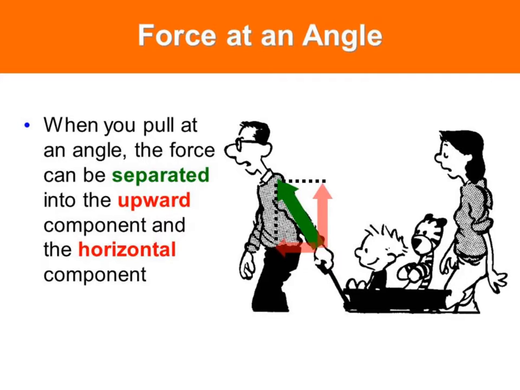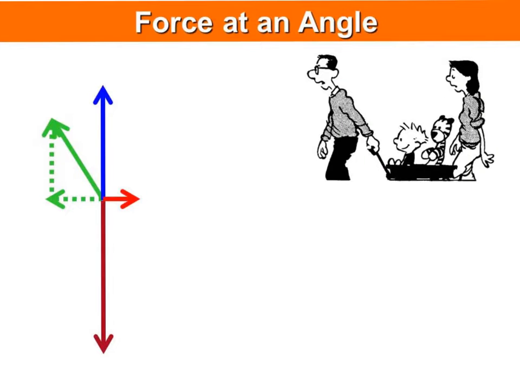When we're pulling on things, like here we have Calvin's dad pulling on Calvin and his Hobbes in a wagon. Calvin's dad is pulling up at an angle, as we can see right over here. Because of this, he's pulling both vertically and horizontally. Let's look at the example of Calvin's dad. We'll assume he is pulling at a force of 100 newtons at an angle of 60 degrees above the horizontal because he has both an x component and a y component.